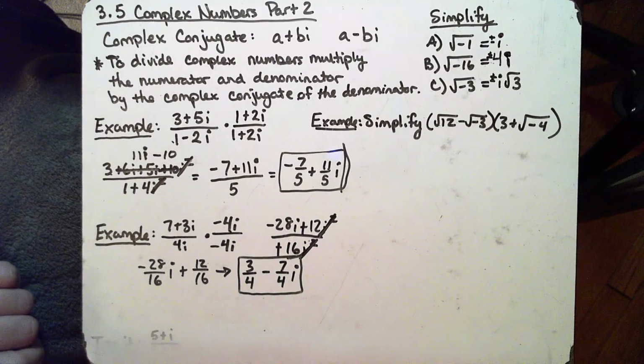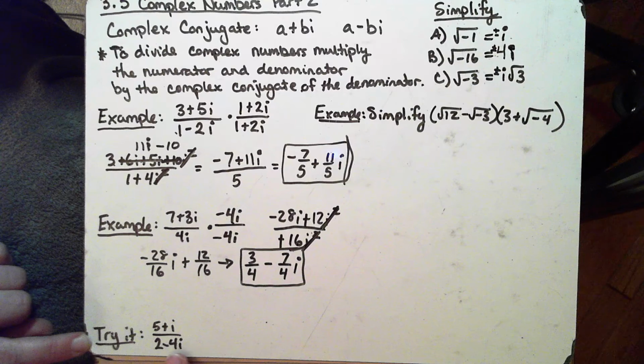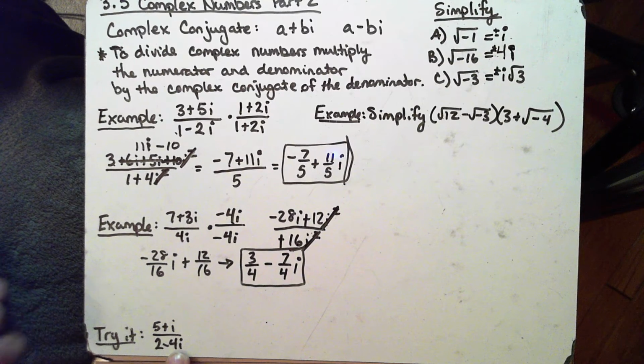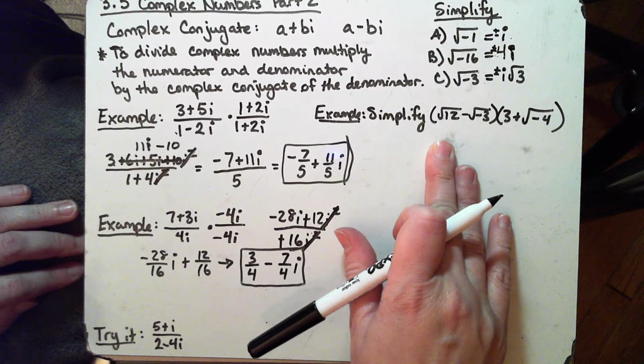Okay, so you have one to try. This is part of your classwork. Do 5i divided by 2 minus 4i. Pause the video, do that, and then press play to see how to do this example over here.